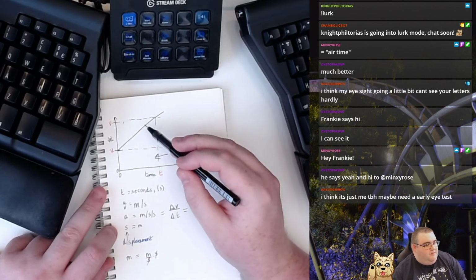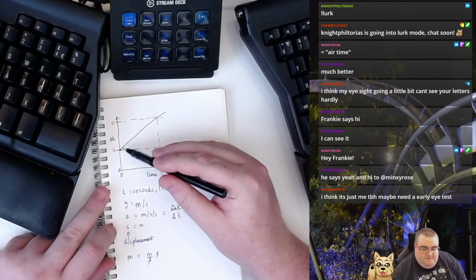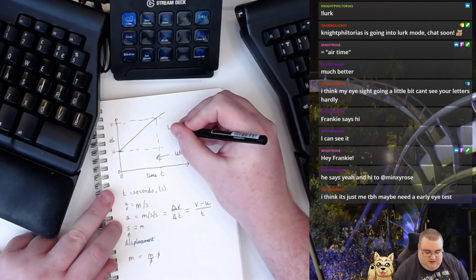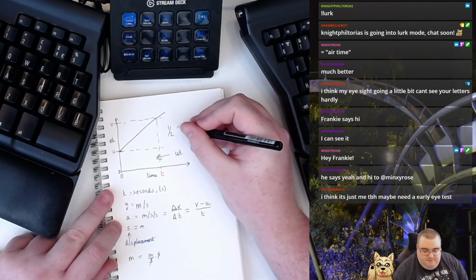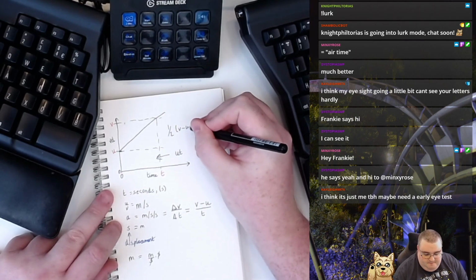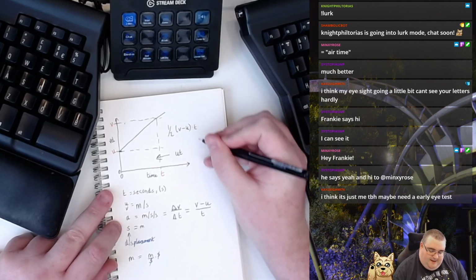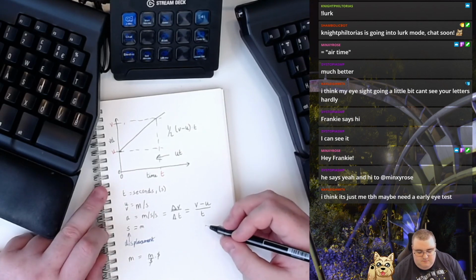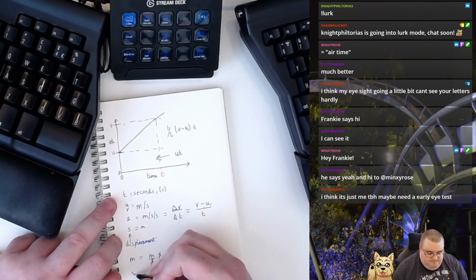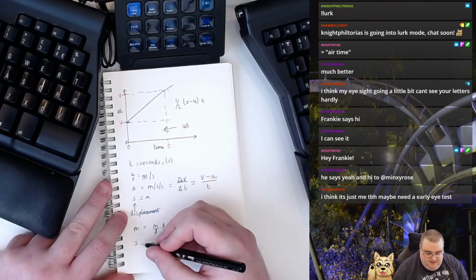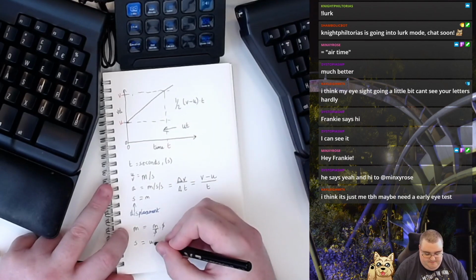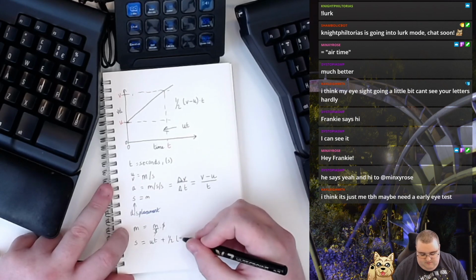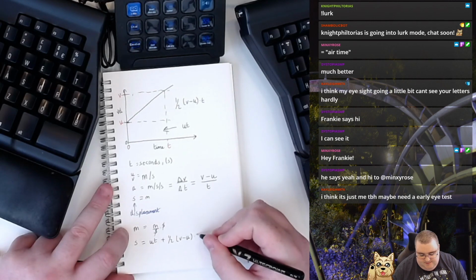If you look at this rectangle that we've drawn here, that should be easy enough to see, because this line cuts the rectangle in half. So this is a half times (v take u) times t. Okay, we've got that. So we could say that our displacement is ut plus a half (v take u) times t.